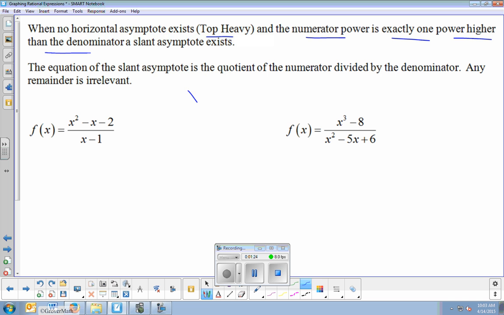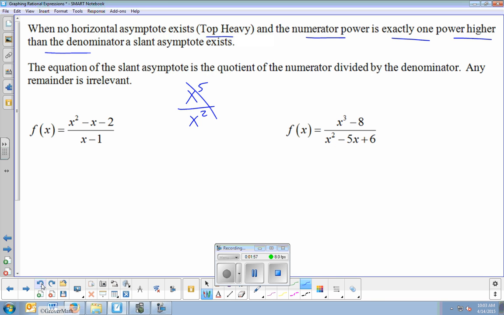If you come across a question like, say, x to the 5th over x squared, this is definitely top heavy and there's no horizontal asymptote. But because this isn't by 1, this is larger by 3 more, right? 5 is 3 more than 2, not just 1 more than 2. Because this isn't exactly 1 higher, that means there's no slant asymptote either. So it's not necessarily that every time it's top heavy it's slant. It has to be top heavy by exactly 1 higher. So this will not produce a slant, but this will.